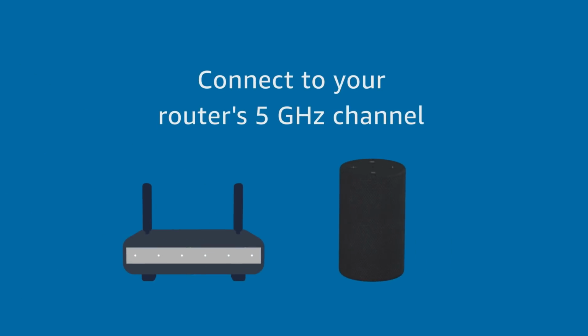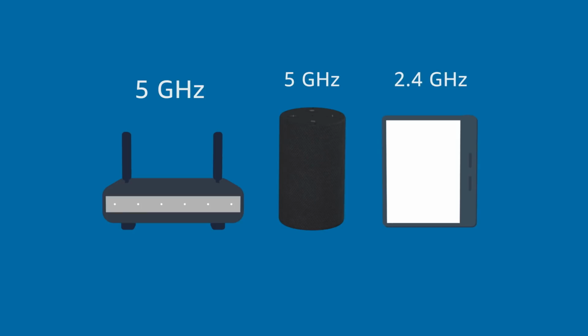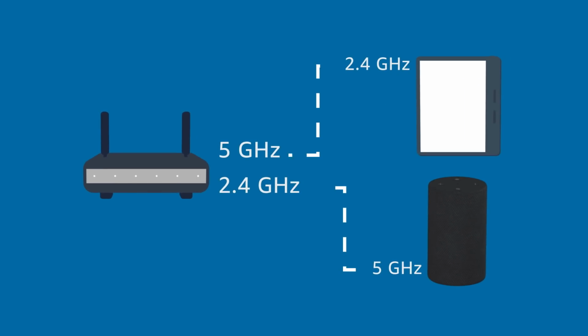Connect to your router's 5 GHz channel. Many Wi-Fi devices only connect to the 2.4 GHz channel. If multiple devices use this channel, your network speed may be slower. If you have a dual-band router, you can connect your Echo devices to the less congested 5 GHz channel for better range and less interference. Check your router's user guide for more information.